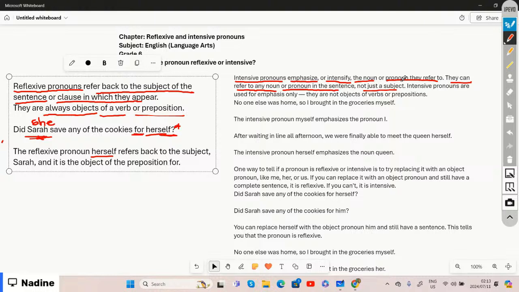And intensive pronouns are used for emphasis only, and that is why we said intensive pronouns emphasize or intensify the noun or the pronoun that they refer to. So that is why we're saying that the intensive pronouns are used for emphasis only. And they are not objects of verbs or prepositions, whereas reflexive pronouns are objects of verbs or prepositions.